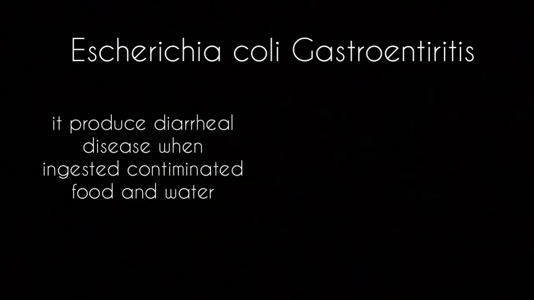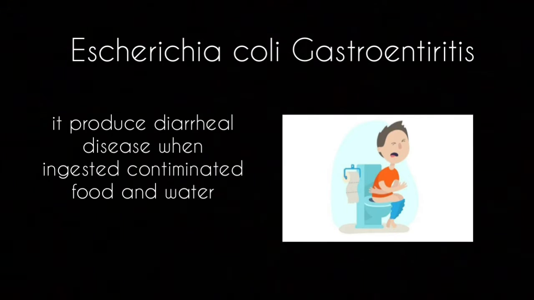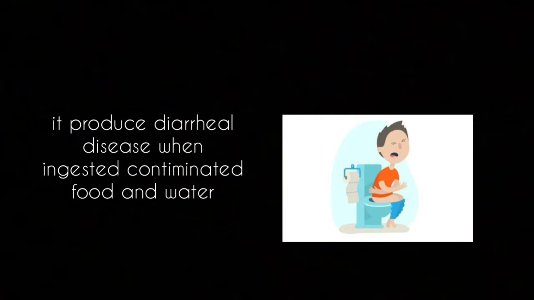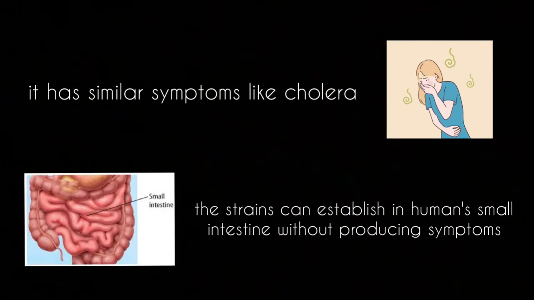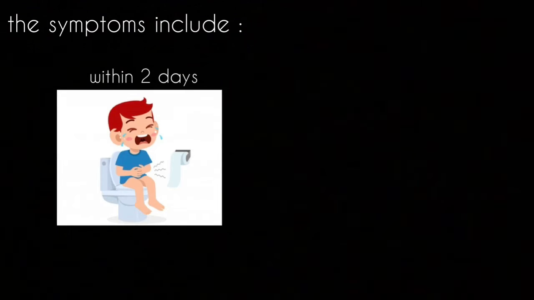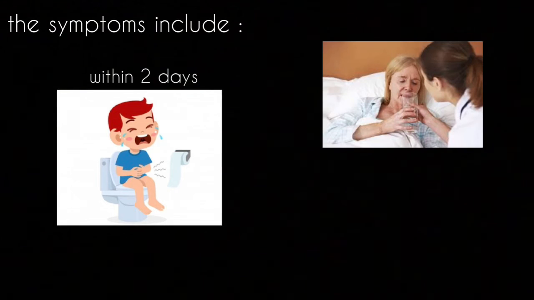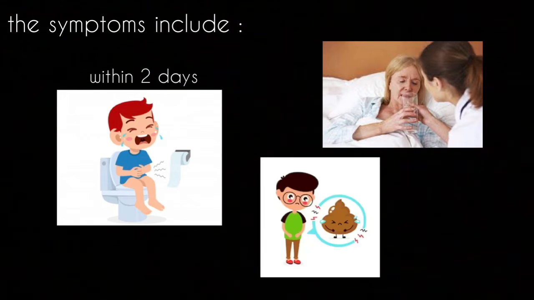Lastly, it produces diarrheal disease when contaminated food and water are ingested. It has similar symptoms to cholera. These strains can establish in the human small intestine without producing symptoms. The symptoms include diarrhea within 2 days. However, the worst cases will involve dehydration, prostration, and shock with diarrhea.